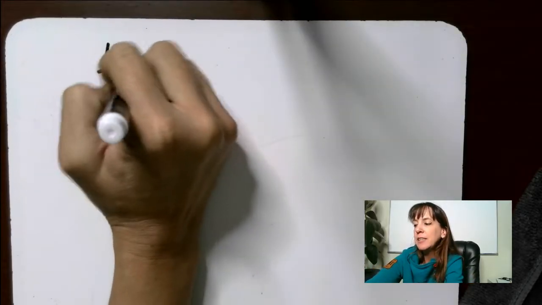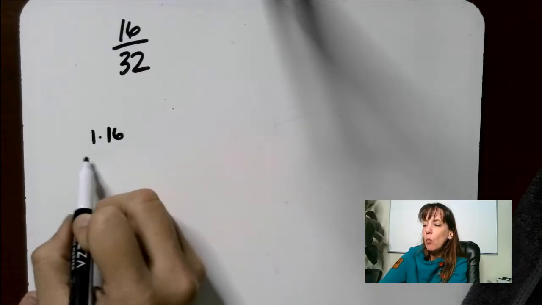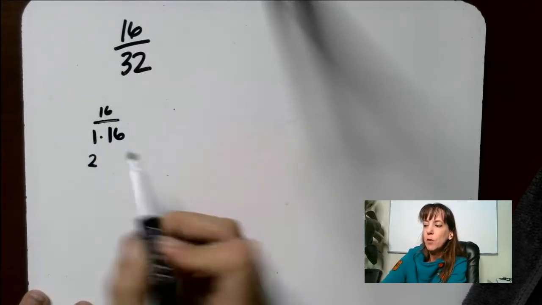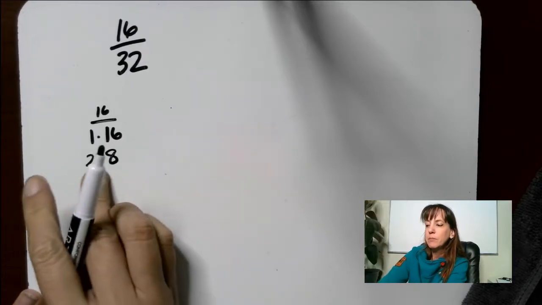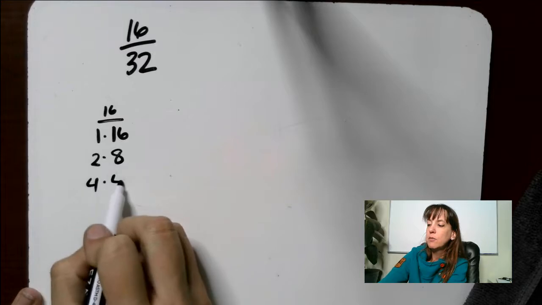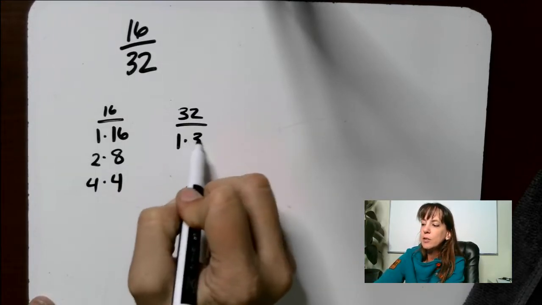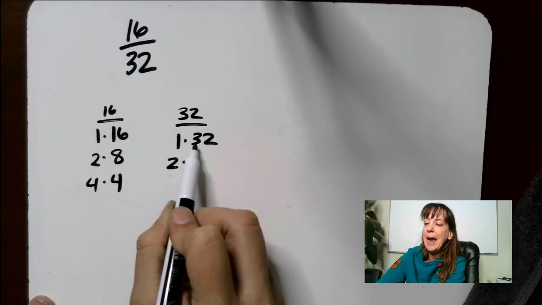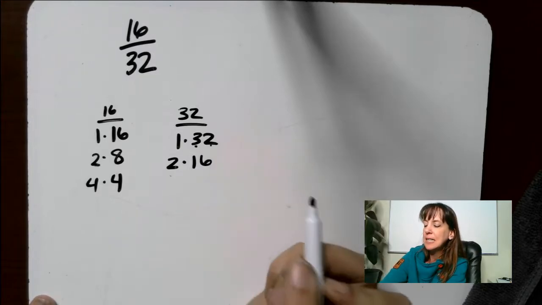All right, so for example 14, reduce 16 over 32 by using the greatest common factor. So this time it asks us to do that specifically. We get 1 times 16, I'm gonna do 16 right here. 1 times 16, 2 times 8, 3 times, nope, not 3. 4 times 4, right? And then I'm done. So 32, I get 1 times 32. 2 times half of 30 is 15. Half of 2 is 1. 15 and 1 is 16.